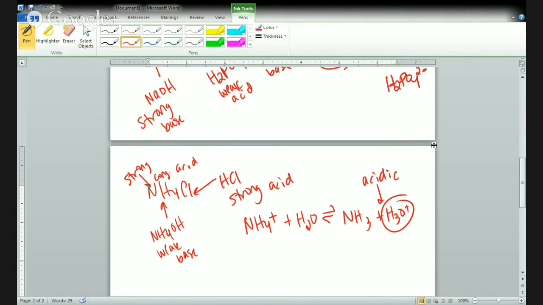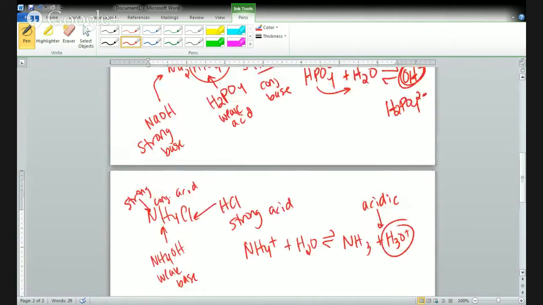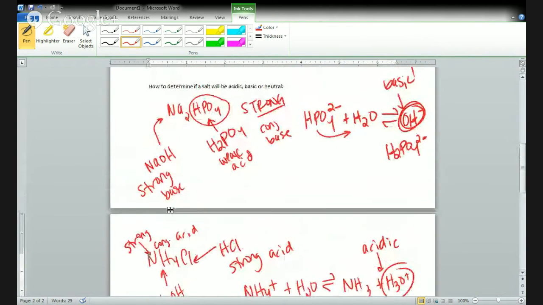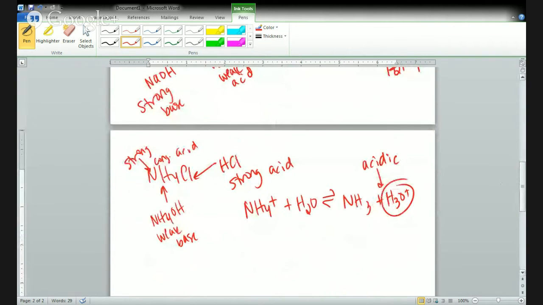So tomorrow on the test, if you're asked for proof, basically the first thing you want to do is figure out what's stronger. Is the base stronger or is the acid stronger? Because that's going to be what your solution is going to be. So if it's a strong base, that means it's going to be basic overall. If it's a strong acid, that means it's going to be acidic overall.